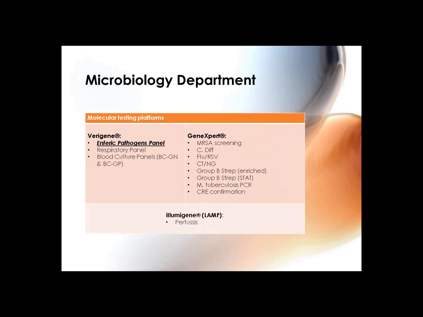We are transforming our department, including more molecular testing. I think this is a good time to oversee and evaluate the microbiology department and see what kinds of tests can be moved to a molecular platform. And as you can see in the slide, on the Verigene platform we have right now 4 different panels: the Enteric Pathogens panel, the respiratory panel, and the blood culture panels that include gram-positive and gram-negative. We also have the GeneXpert with 8 or 9 different tests, and the Illumigene, where we perform the pertussis.